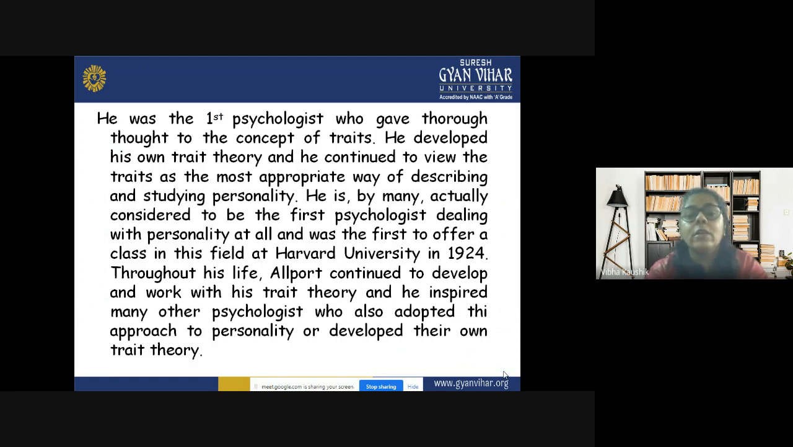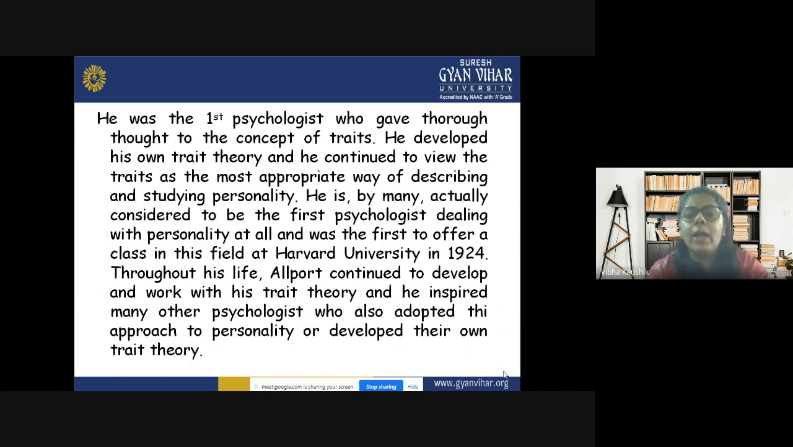Allport was the first psychologist to give thorough thought to the concept of trait. He developed his own trait theory, and he continued to view traits as the most appropriate way of describing and studying the personality of an individual.